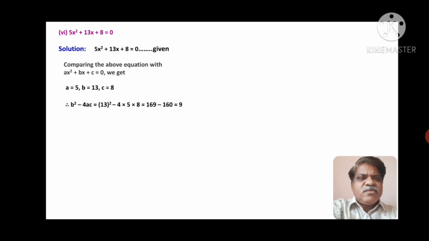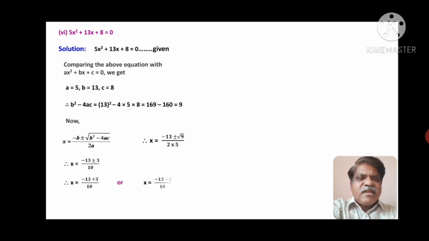Which is equal to 9. Now, we have x is equal to minus b plus or minus under root b square minus 4ac upon 2a. We will substitute the values. x is equal to minus 13 plus or minus root 9 divided by 2 into 5. Therefore, x is equal to minus 13 plus or minus 3 upon 10.